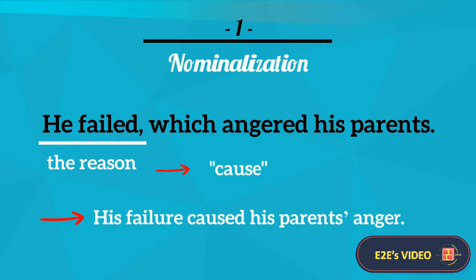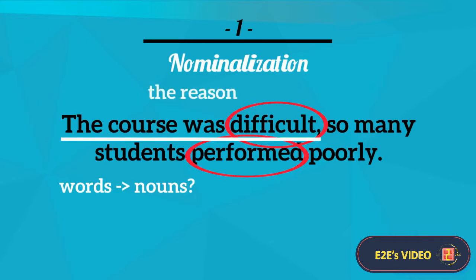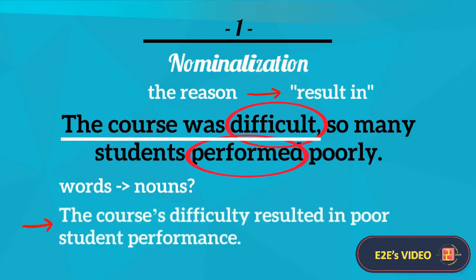Let's do the same with the next example. The course was difficult, so many students performed poorly. What are the words that can be converted into a noun? There are difficult and performed. What is the relationship? The first part is the reason of the second, just like the previous example. How to show this relationship? We use the phrase result in. Now the sentence can be rewritten more formally. The course difficulty resulted in poor student performance.